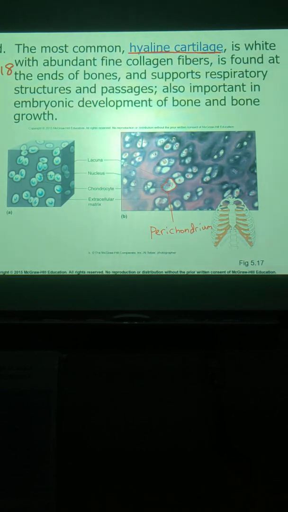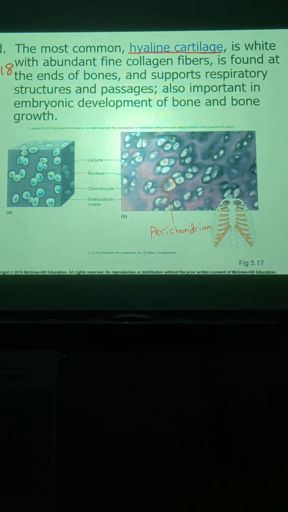There are three types of cartilage, and the first one is the most common, which is hyaline cartilage. It's white with abundant fine collagen fibers, found at the ends of bones, and supports the respiratory structures and passages. Also important in embryonic development of bone and bone growth. As we are an embryo and developing to eventually become us, your skeleton is comprised mostly of cartilage. Some of that cartilage will go through a process called ossification, which means turn to bone. The rest of it will remain cartilage.